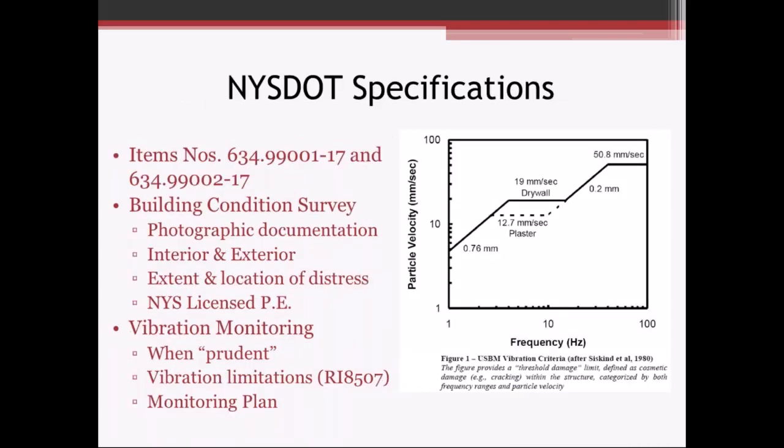New York State DOT specifications, they reference RI 8507. The specifications 634, 9901, 9902, they kind of go together. That's the one that talks about a building condition survey involving some photographic documentation, interior and exterior of the structure, and identifying the extent and location of any kind of distress, as part of the building condition survey.